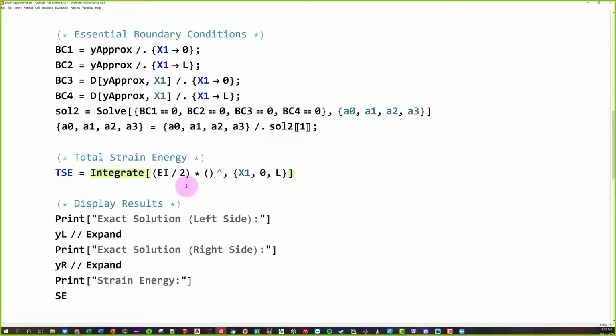So I'm going to add in the square, and I'm going to have my derivative function. We know that we are taking the derivative with respect to x1 and doing it twice, and then here we need our displacement function. What is our displacement function? Do we know what it is? Do we know what our displacement function is?